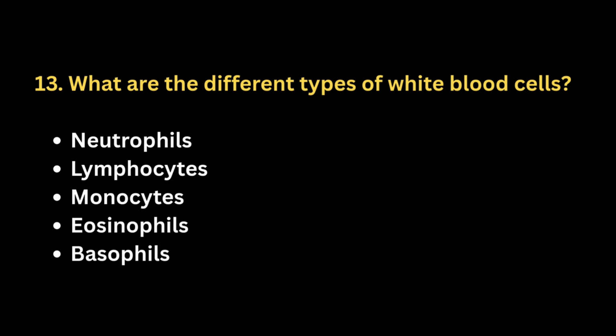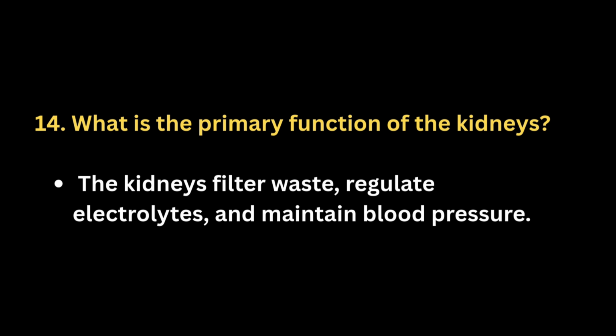Thirteenth question, what are the different types of white blood cells? Totally, we have five different types of white blood cells: neutrophils, lymphocytes, monocytes, eosinophils and basophils.